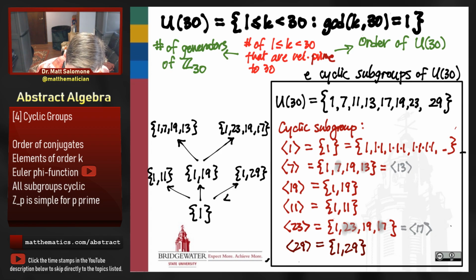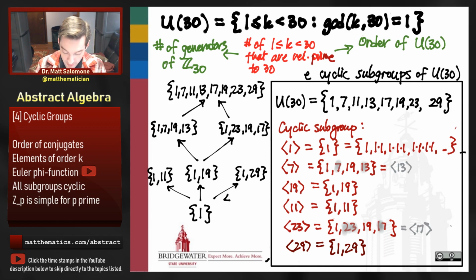And then I suppose we have the whole group up here on the top. 1, 7, 11, 13, 17, 19, 23, 29. And then, therefore, we get all the way up to the very top. But this kind of diagram is what we call a lattice of subgroups.